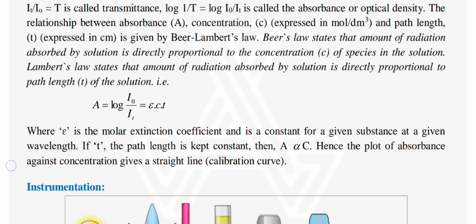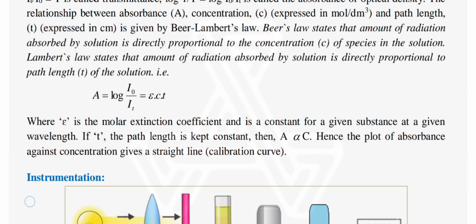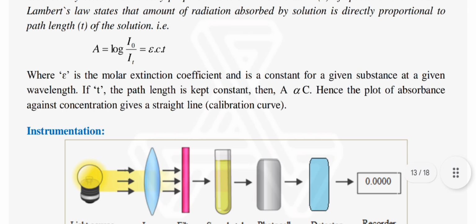Beer-Lambert's law. Beer's law states that the amount of radiation absorbed by the solution is directly proportional to the concentration C of the species in the solution. Lambert's law states that the amount of radiation absorbed by the solution is directly proportional to the path length t of the solution. That is, A is equal to log I0 by IT equals to εCt, where ε is the molar extinction coefficient and is a constant for a given substance at a given wavelength.